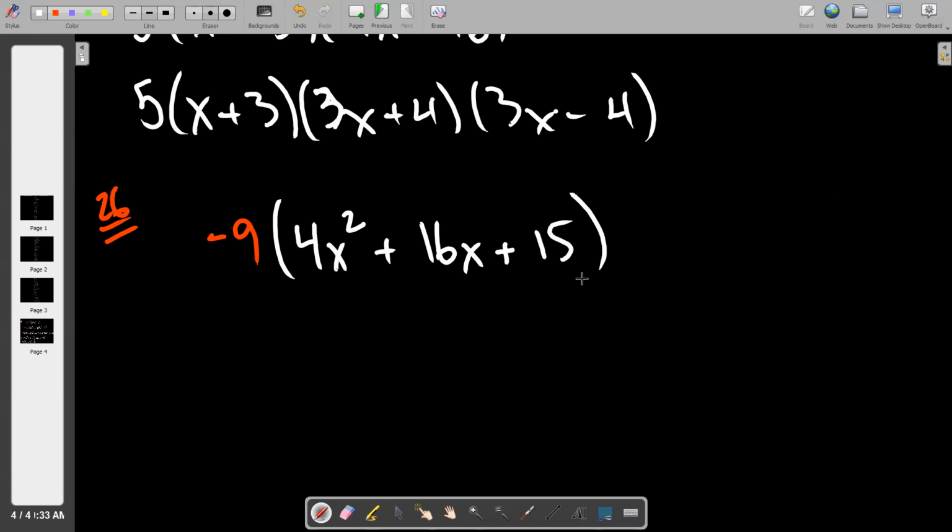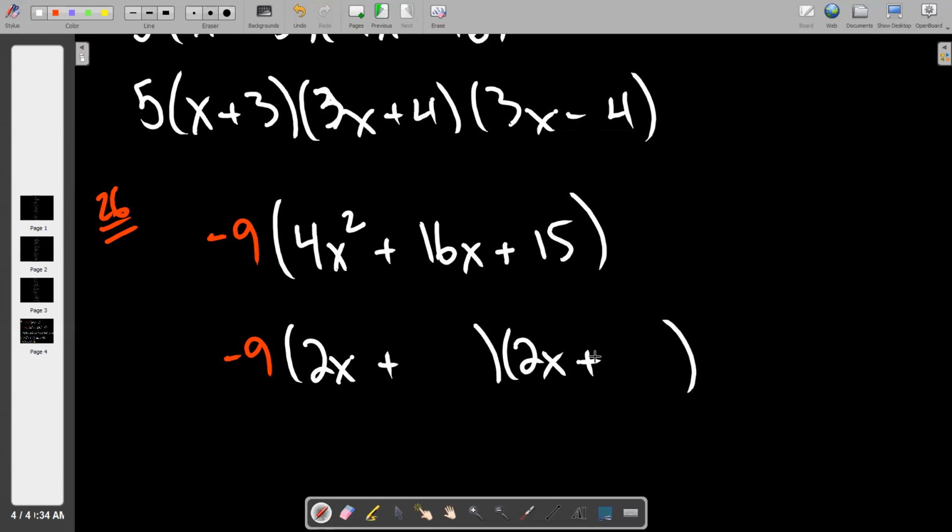And which template works, 4-1 or 2-2? So I want negative 9, and then I want the double 2x template. And that's going to be pluses coming out. And I'm guessing it's going to be a 3 and a 5. Yeah, so that's that.